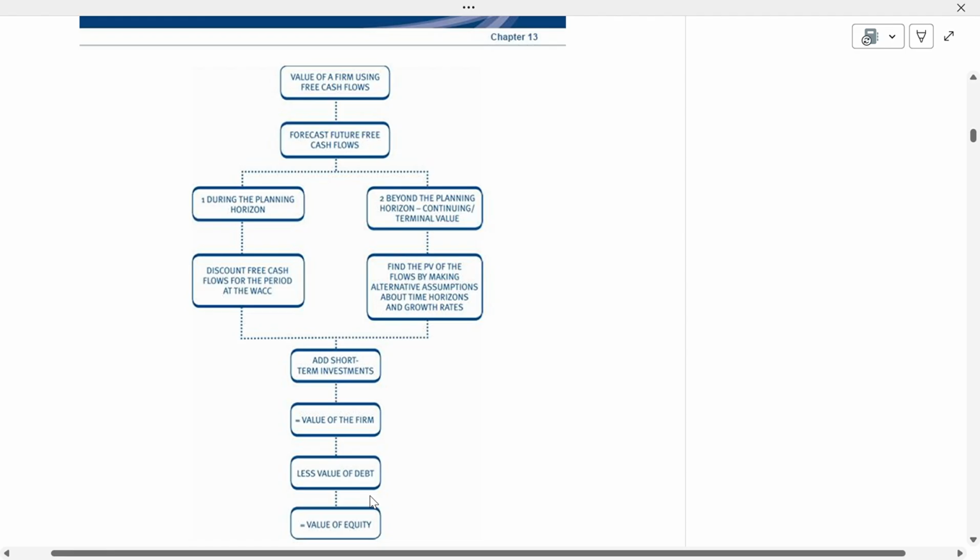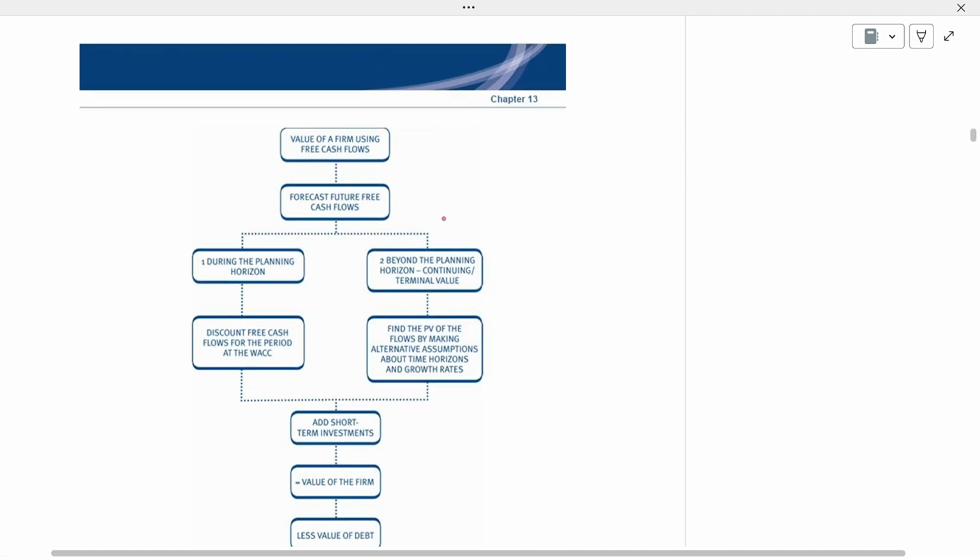This is the flow we have to work out when we are doing the things. If you are talking about section 1, it should be like this. Value of the firm using the free cash flow. You have to know the forecasted future cash flows during the planning horizon, which is less than 5 years. When it is more than 5 years, we call it a continuing or terminal value.